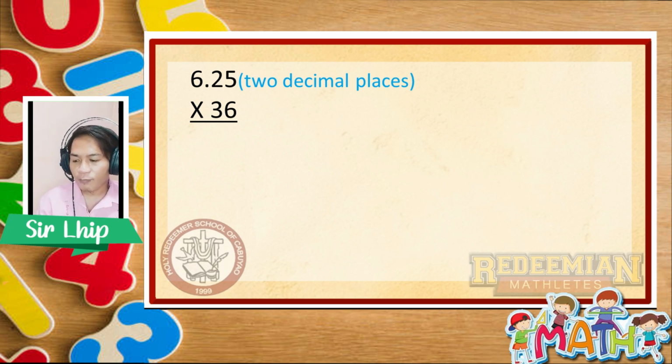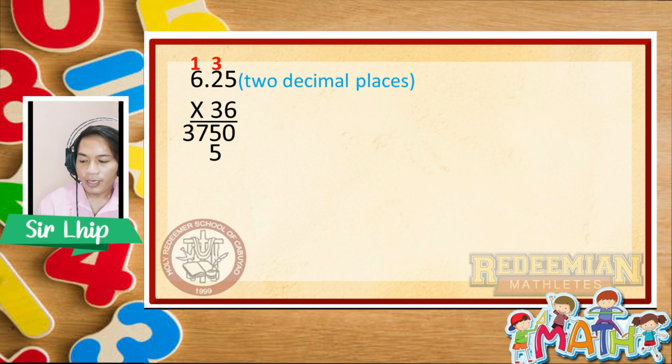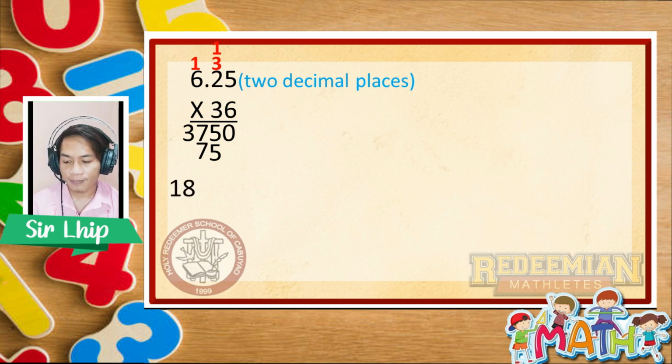6 and 25 hundredths times 36. 6 times 5 equals 30, carry 3. 6 times 2 equals 12, plus 3 equals 15. 6 times 6 equals 36, plus 1 equals 37. Next, 3 times 5 equals 15, carry 1. 3 times 2 equals 6, plus 1 equals 7. 3 times 6 equals 18.